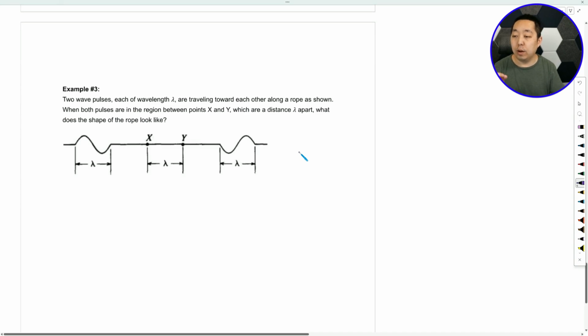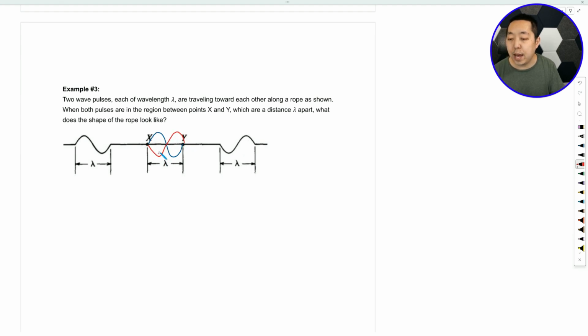Let's take a look at this. If we have two pulse waves, each of wavelength lambda, traveling towards each other along a rope as shown, when both pulses are in this region between x and y, which are a distance lambda apart, what does the shape of the rope look like? Well, this wave here, let's make it a color, looks like this. And this wave here, when it's in there, looks like this.